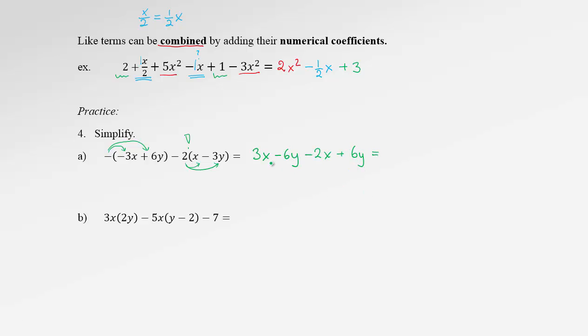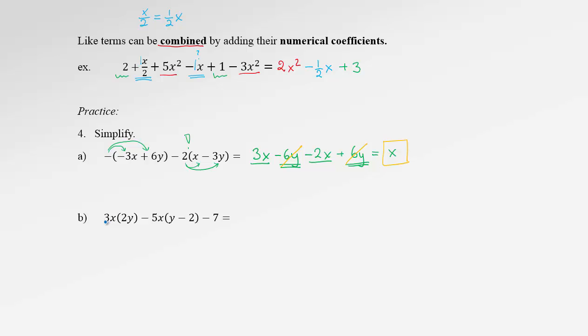Okay, that's not the end. Now we try to combine like terms. Let's put together 3x and negative 2x, leaving us with just a single x, and put together the y's. But we are quite lucky here because negative 6y can be cancelled with plus 6y. They are opposite, so they annihilate each other. Therefore, the final answer for this question is just an x.